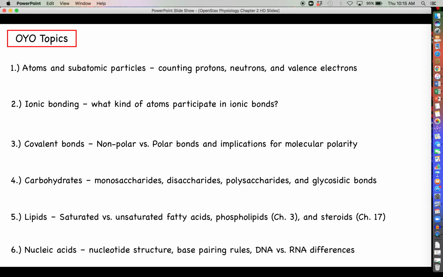For example, sodium and chloride are able to react with one another to form an ionic bond and form table salt because sodium has 1 valence electron and chlorine has 7. So you definitely want to be able to count valence electrons because that will give you an important clue as to which atoms like to react with other atoms.